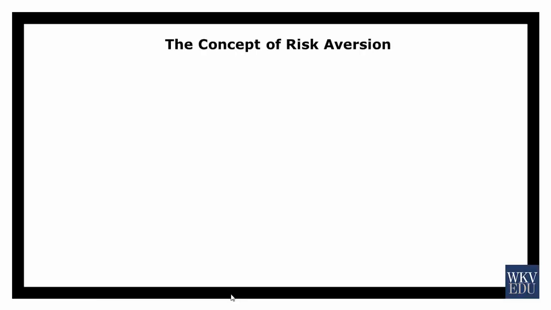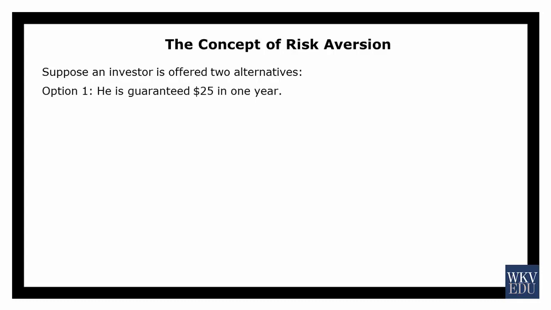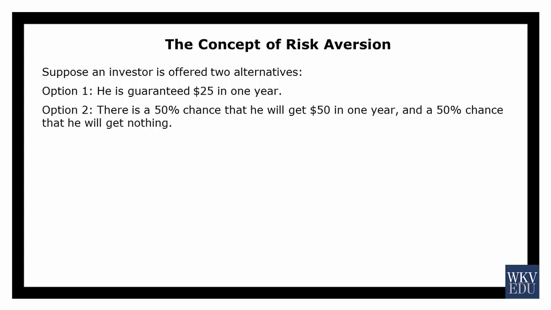We now move on to understanding the concept of risk aversion. Suppose an investor has two alternatives. One, he is guaranteed $25 in 1 year. Secondly, he has a 50% chance of $50 and a 50% probability that he'll be getting nothing. If you work it out, here also the overall expected value, 50% of 50 plus 50% of 0, turns out to be 25. The expected value in both these cases is 25, but there are three possibilities regarding the investor's preference.